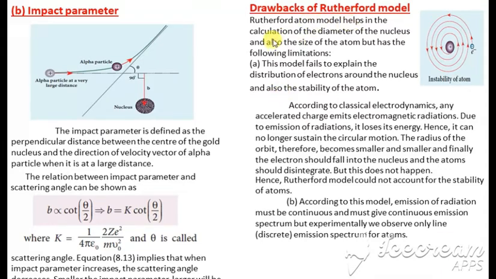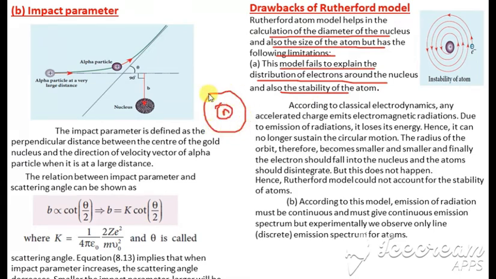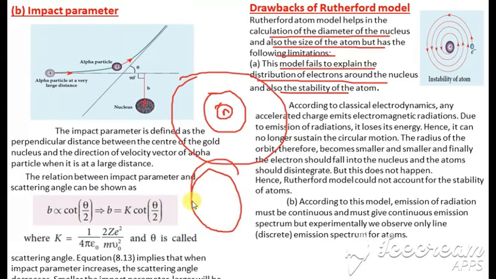The Rutherford model helps in the calculation of the diameter of the nucleus and also the size of the atom, but it has the following limitations. The size of the atom and the diameter of the nucleus have been found out, but there are also certain limitations. This model failed to explain the distribution of electrons around the nucleus. It just says that the electron moves in a spiral path.